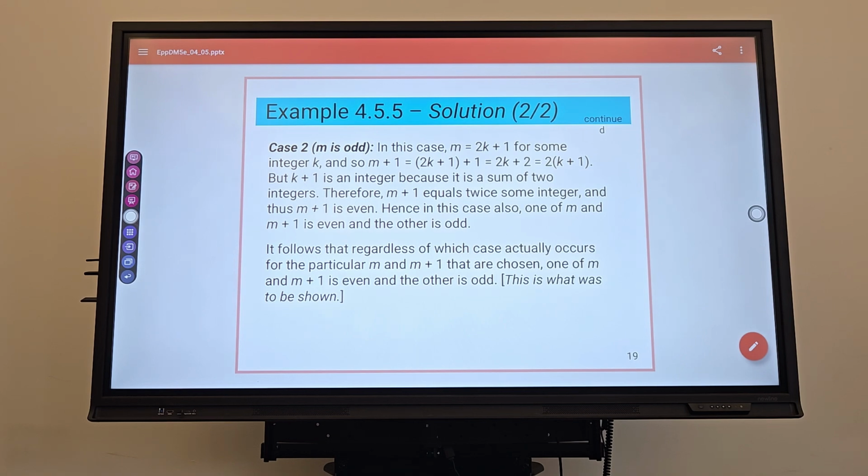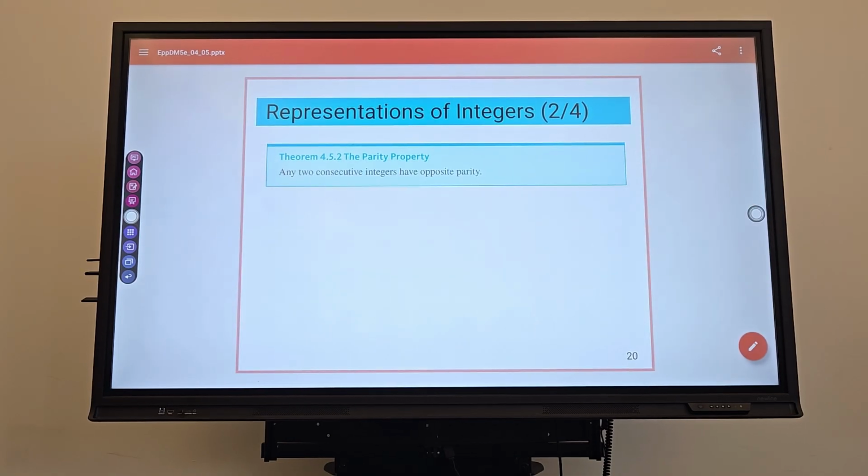It follows that regardless of which case actually occurs for the particular m and m plus 1 that are chosen, one of m and m plus 1 is even and the other is odd, which is what was to be shown. So, any two consecutive integers have opposite parity, the parity property.